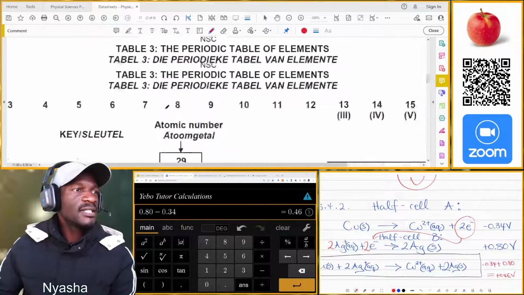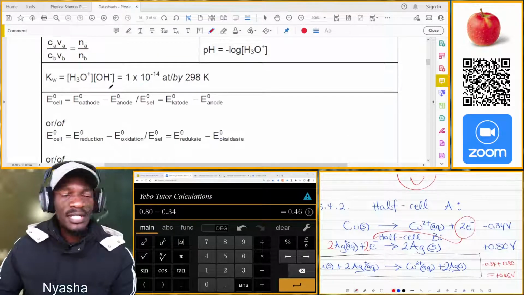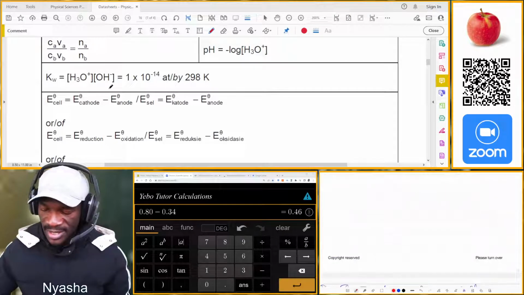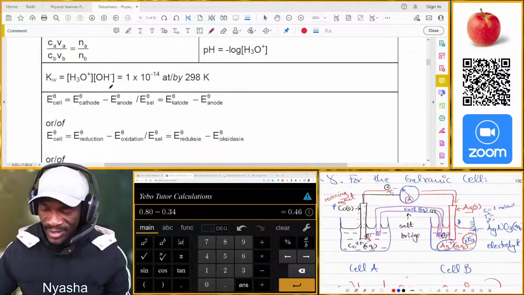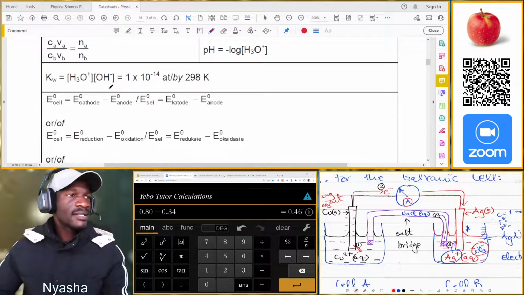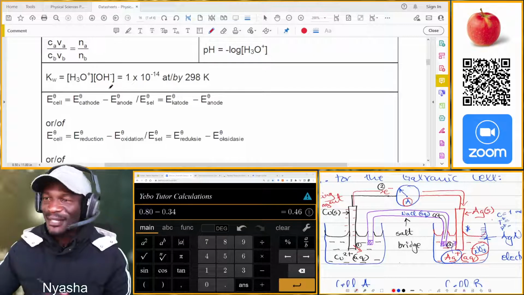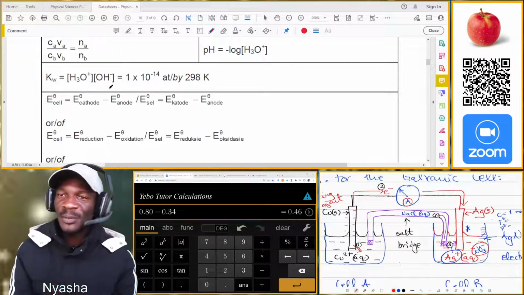Let's also see the first equation there. We said E cathode and E anode. So which is the anode in our case? Can you see what's happening here? So we are seeing that what actually happens at the anode? That's a good question. What happens at the anode?